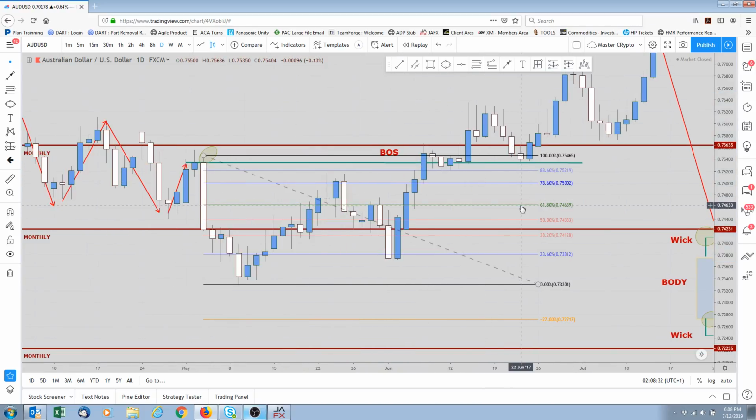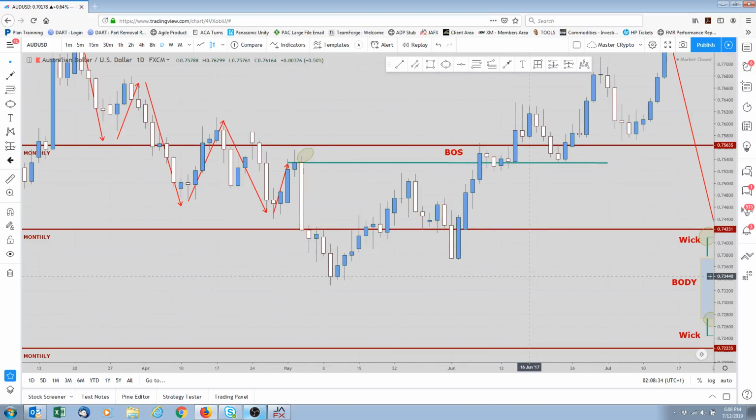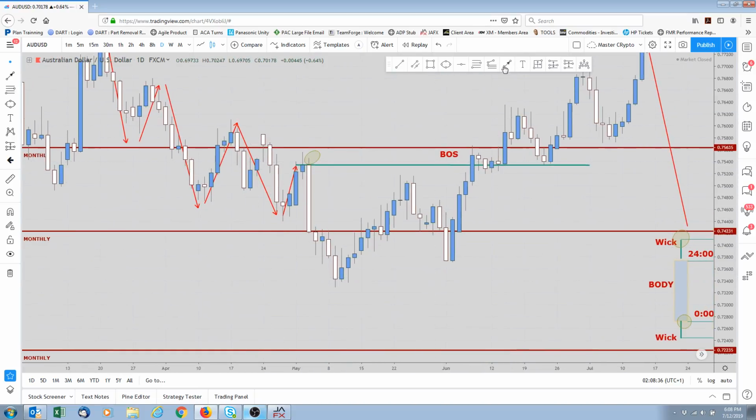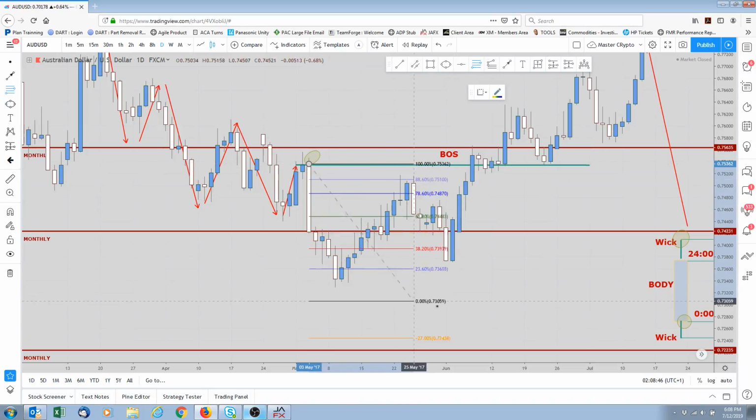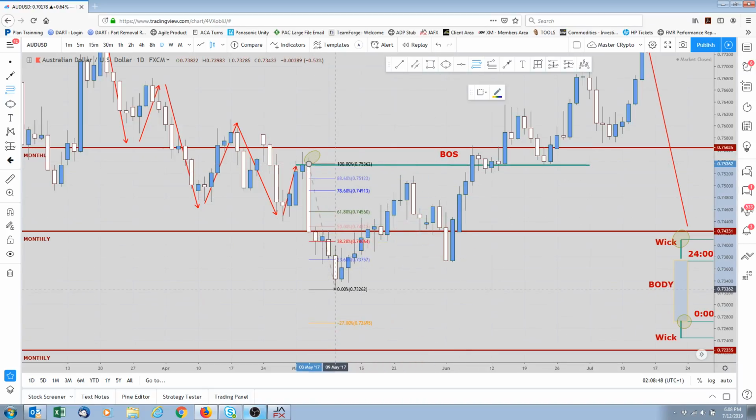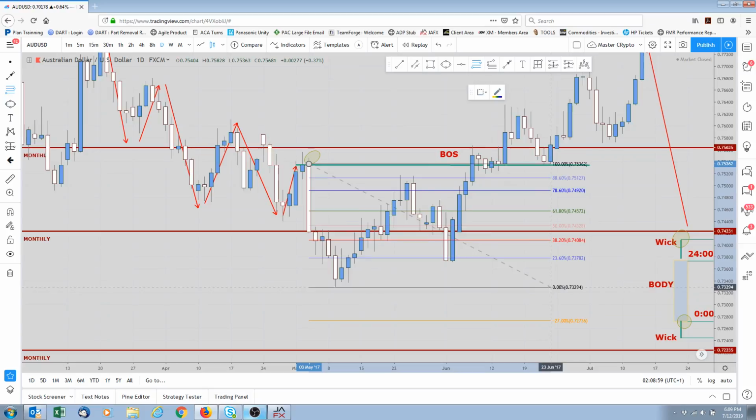So this is an example of break of structure. We're going to pull out our fib tool, and we're going to go from the body, the top body, to the very wick down here. All these bearish candles, we're going to go to the wick. Let me just drop it in here.